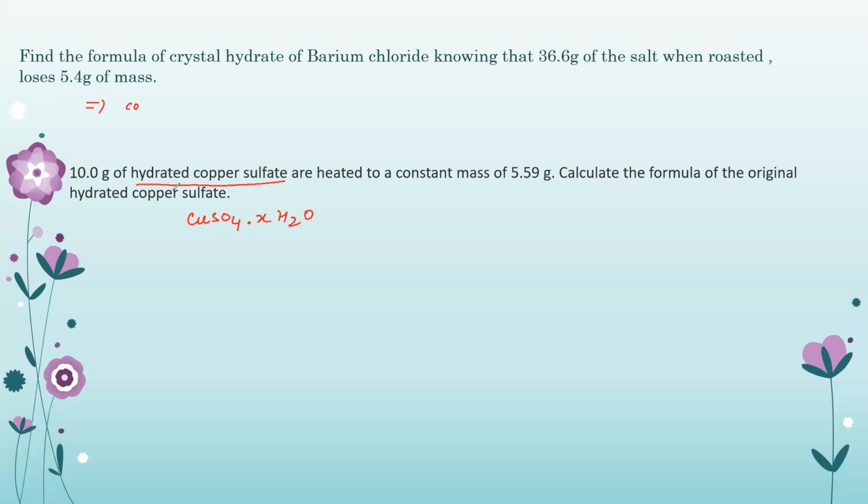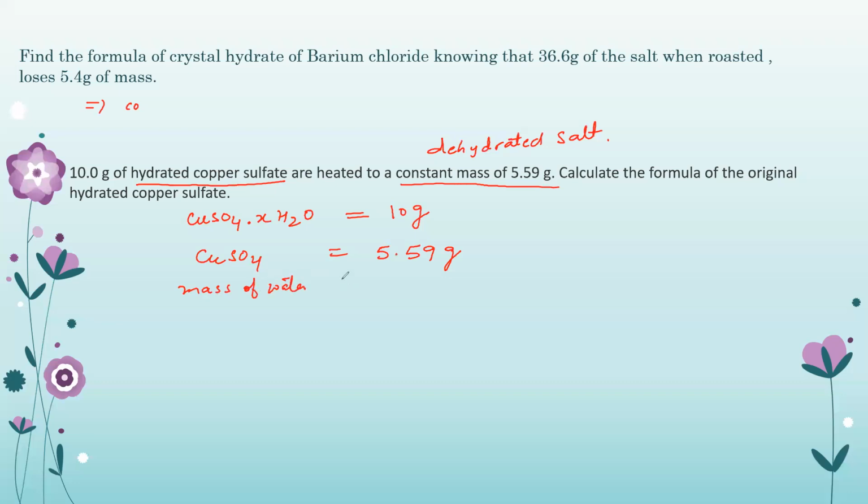So 10 gram of hydrated copper sulfate, total is 10 gram. Heated to get a constant mass. Constant mass is because of the dehydrated salt. So dehydrated salt means copper sulfate only. So the mass of copper sulfate is, given mass is 5.59 gram. So what would be the total mass of water? Mass of water would be 10 minus 5.59 gram, correct? It is 4.41 gram.